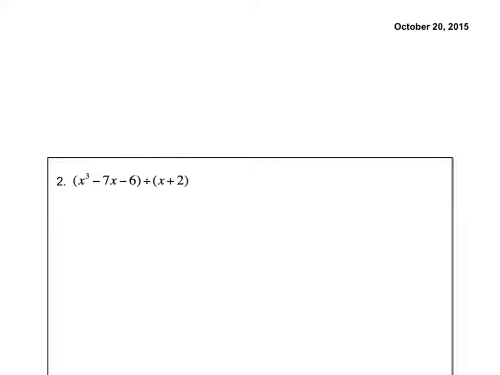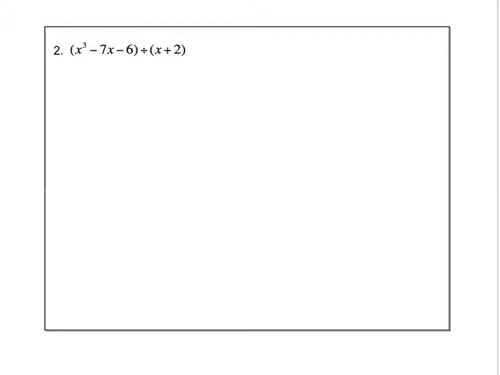All right, so the next one. Again, first thing we do is make sure they're in order. They're in order. Next thing you check is to make sure nothing's missing. Do you see anything that's missing? Yeah. What's missing? So I'm just going to make a little note to myself here. 0x squared is missing. I'm going to have to put that in when I put in all my coefficients.